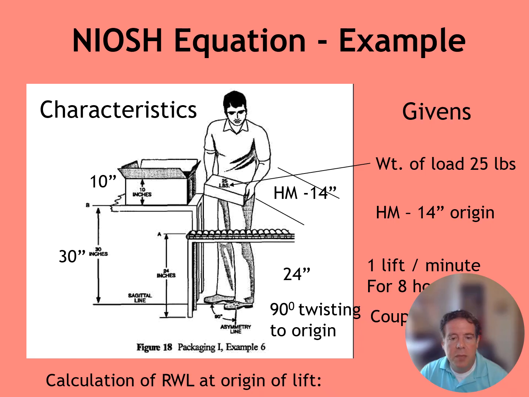So the origin from the middle of where they're grabbing it to the body is 14 inches. We're saying they're lifting one lift per minute for 8 hours. The coupling is fair on this one. We're saying a twist of 90 degrees, so they're fully twisting their body at almost 100%. The vertical height, if we go for the origin, we're saying around 24 inches.